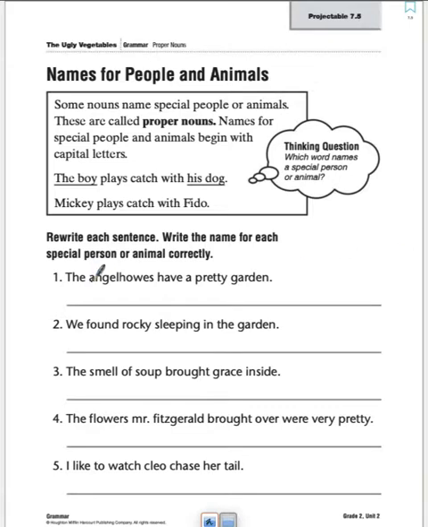Well, in that sentence, I see the name Angel How. So this name should not be a lowercase a, it should have a capital letter A. So when I rewrite this sentence, I still want to keep my capital T on the word the, but now Angel How needs to start with a capital A because Angel How is the name of the neighbors that are in that sentence. So I'm writing Angel How with a capital A the best that I can with my finger writing. That's supposed to be a W right there, but you get the idea. The Angel Hows have a pretty garden.